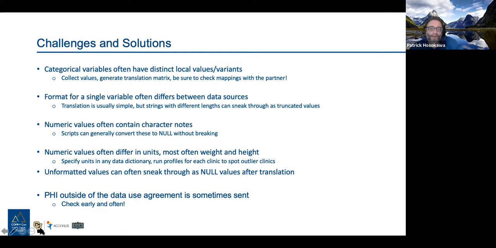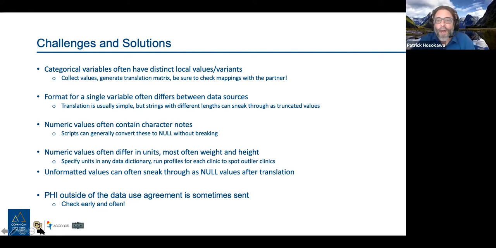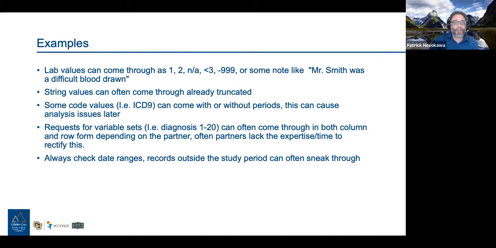Numeric values can differ in units. Height and weight are the most common. You may get weight in kilograms. You may get it in many different formats. One of the most common ways, and this is crucial to overall quality control, is to frequently run these values by facility. If somebody's sending you weight in kilograms and everyone else is pounds, that's going to show up right away in any kind of profile between them.